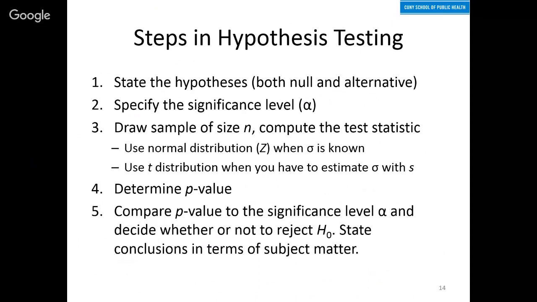And based on that statistic, you calculate a p-value, which is just your probability of observing that test statistic, or something more extreme than it, if your null hypothesis is true. So you'll have what's called a null distribution, that is what the distribution of this test statistic would be if your null hypothesis is true, and then you calculate its probability under that null distribution. Finally, you compare that p-value, that probability, to your significance level alpha and decide whether or not to reject the null hypothesis and state that in terms of the subject matter.